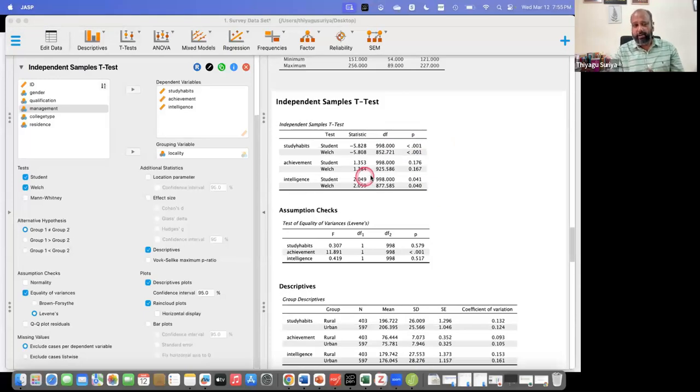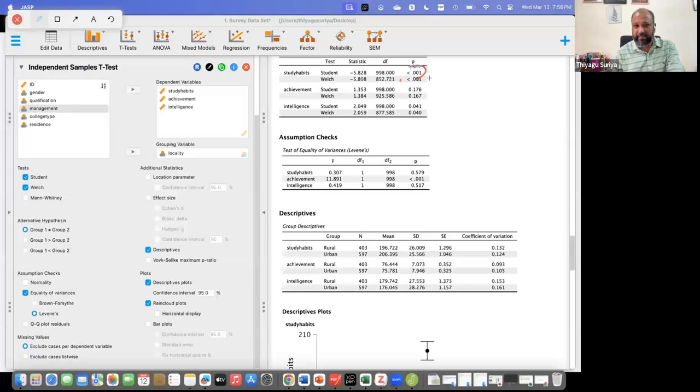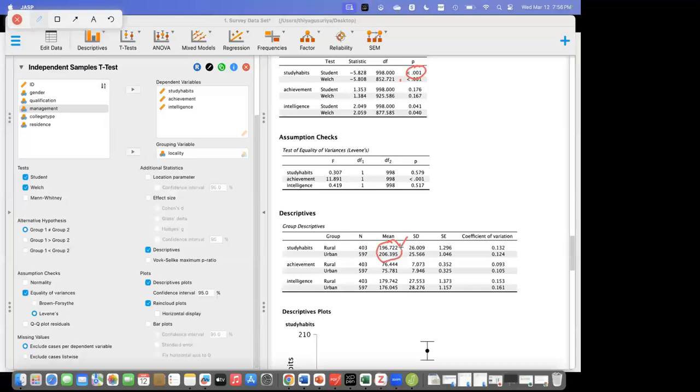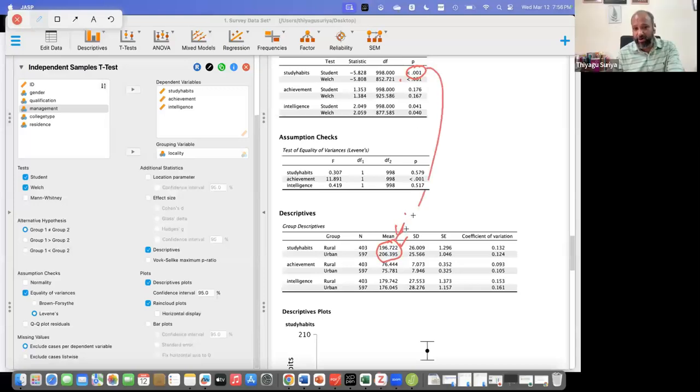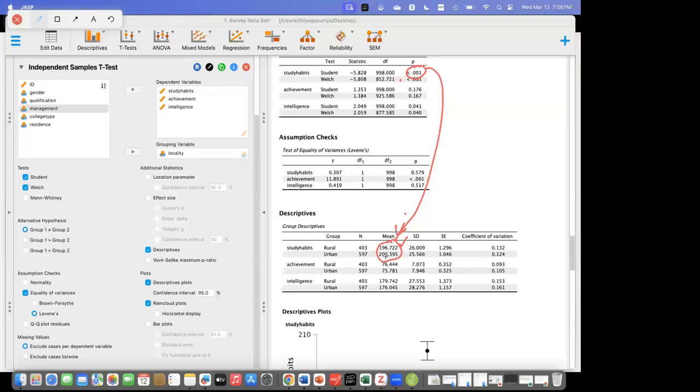Now we can see the other one. You are saying this is significant, right? What is the final interpretation? There is a significant difference between rural and urban. What is the final output result? The urban students are better than the rural students in study habits. This is your finding. Listen, if it's significant, you have to look at the descriptive statistics. Based on this, you write the interpretation. You got it?